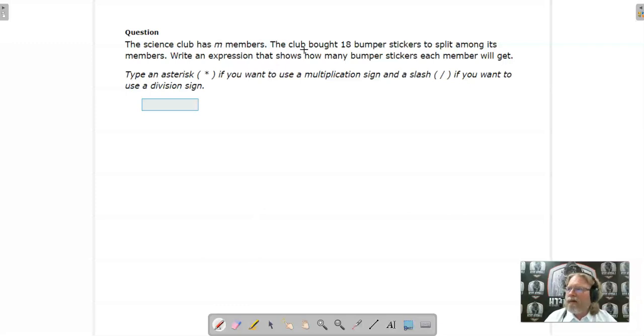So the science club has M members. It bought 18 bumper stickers to split among its members. Which expression shows how many bumper stickers each person will get? So it's stickers per member. How many stickers per member? So let's see. If we did 18 divided by M, let's say the number's 2. You had two members, and 18 divided by 2 would be 9. So let's see, does that make sense? You bought 18 stickers, 2 members, and how many stickers will each member get? So indeed, the 18 stickers is what's being divided in equal portions toward the number of members. So in this case, we know that 18 over M, or 18 divided by M, worked. So on our keyboard, we type in 18 divided by M.